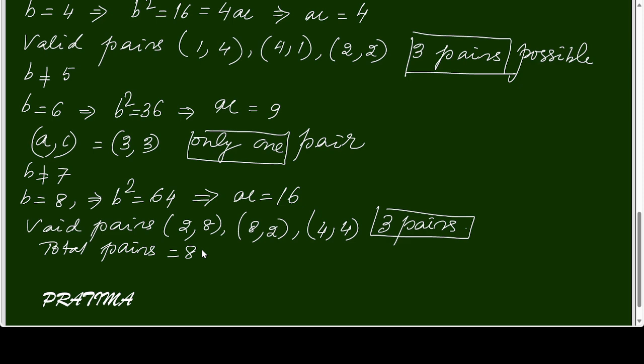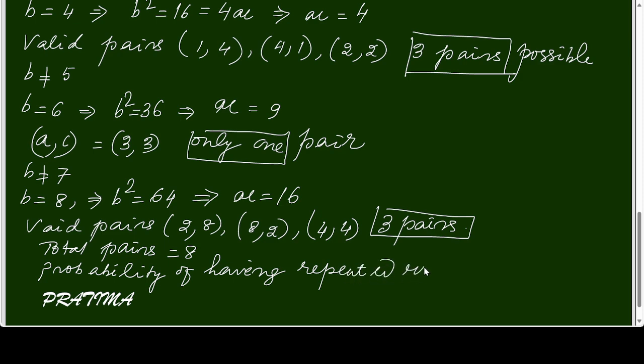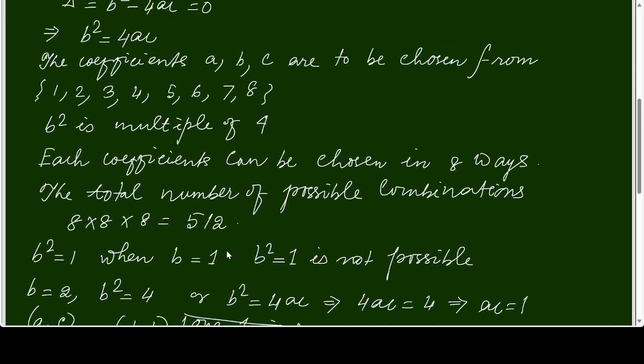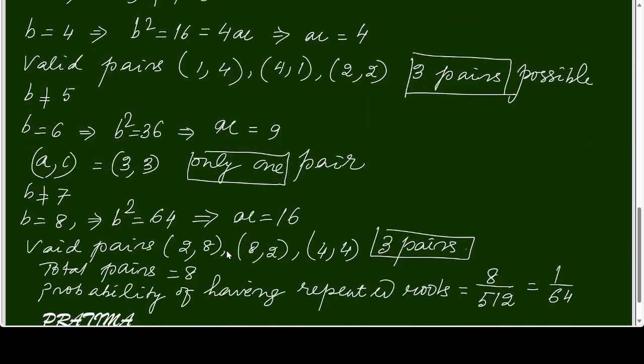Next, coming to probability. So the probability of having repeated roots is valid combinations upon total combinations, equal to 8 by 512. So what will be the answer? 1 by 64. So let us see what the answer is. Answer is 2. Option 2 is the answer.